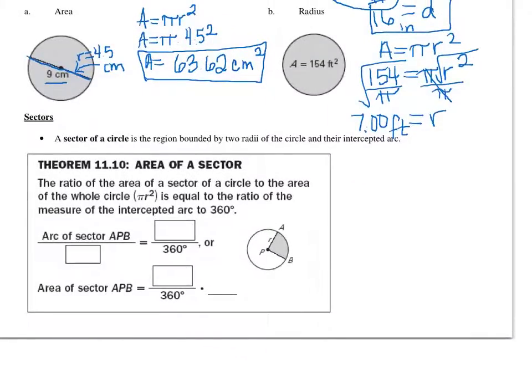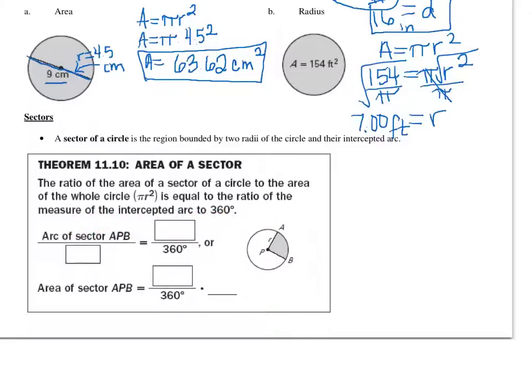Sectors. It says a sector of a circle is the region bounded by two radii of the circle and their intercepted arc. So here's a radius, they're radii, that's plural. And this part inside here, that's a sector. So the ratio of the area of a sector of a circle to the area of the whole circle, pi r squared, is equal to the ratio of the measure of the intercepted arc to 360.